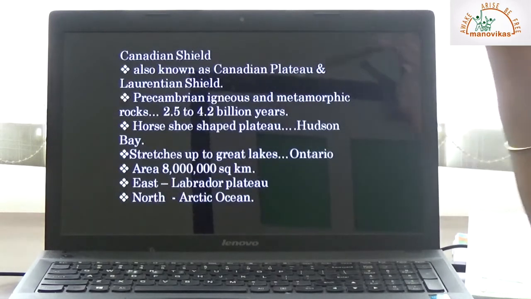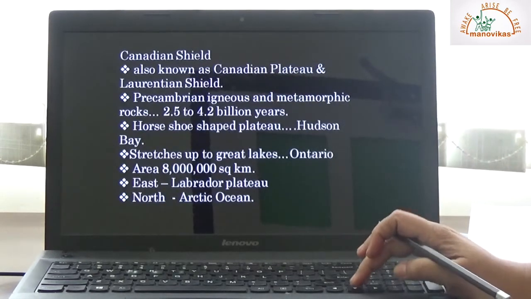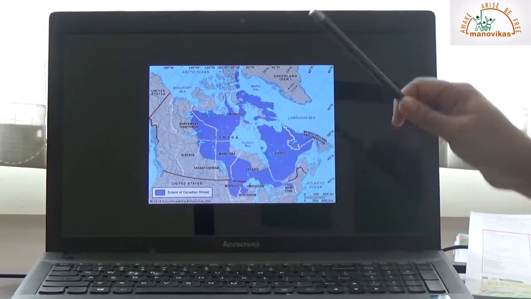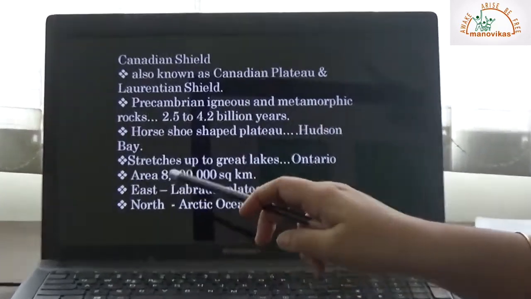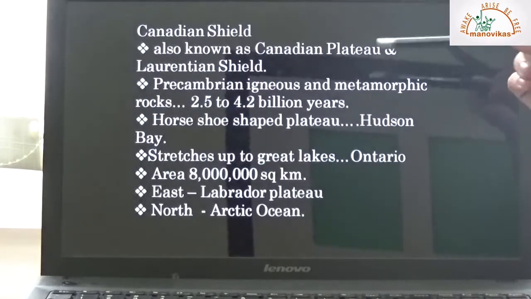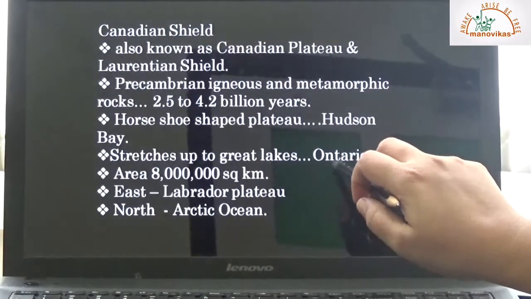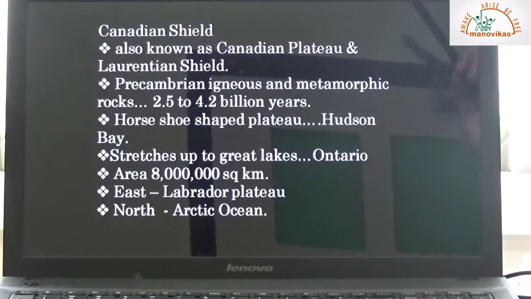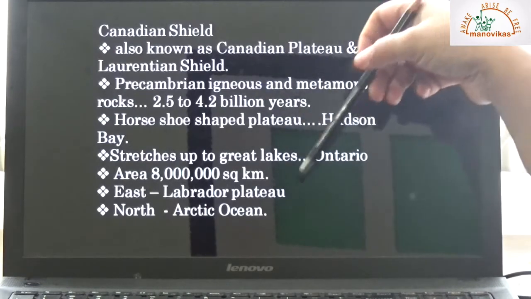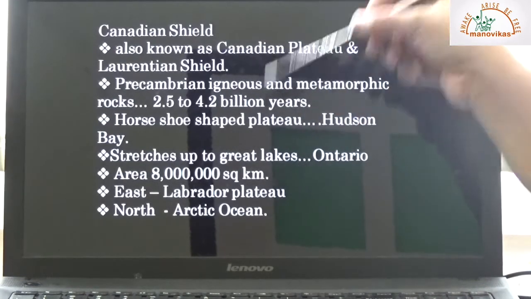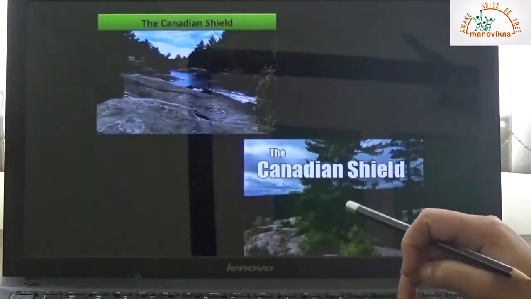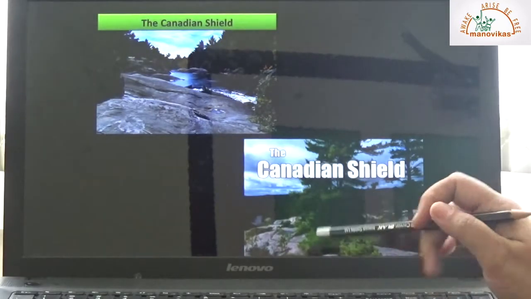If you check the shape of the plateau or the shield area, you can see it looks like a horseshoe. So it is also said that the plateau has a horseshoe shape, and it surrounds the Hudson Bay. Okay, then it stretches up to Great Lake and basically borders Lake Ontario. Area wise, it is 80 lakh square kilometer, and its eastern boundary is Labrador Plateau, and the northern boundary is your Arctic Ocean. Okay. This is a picture of Canadian Shield.